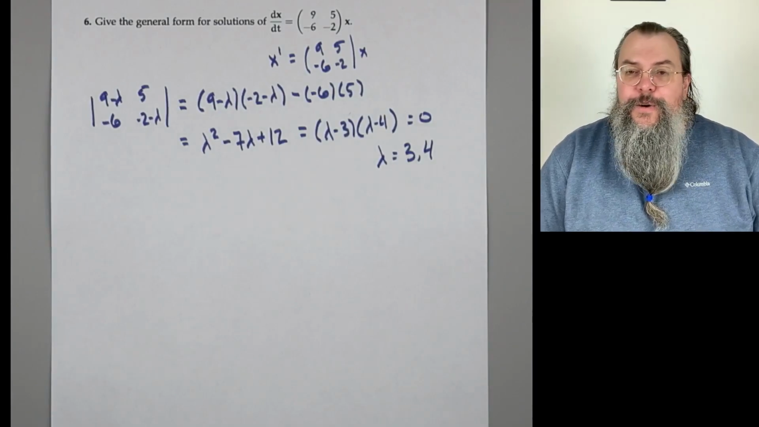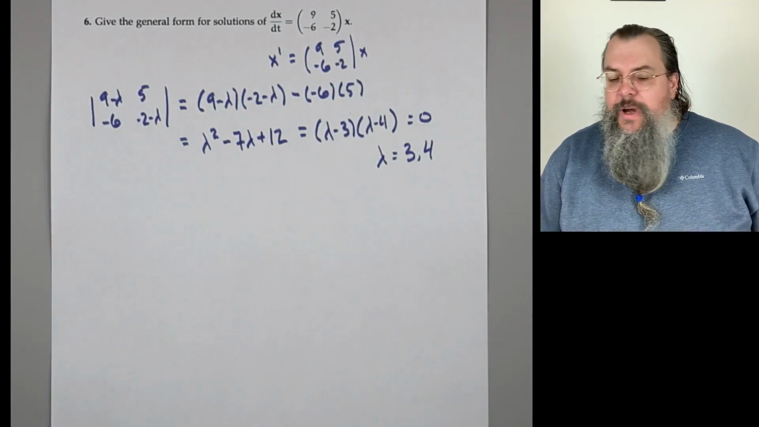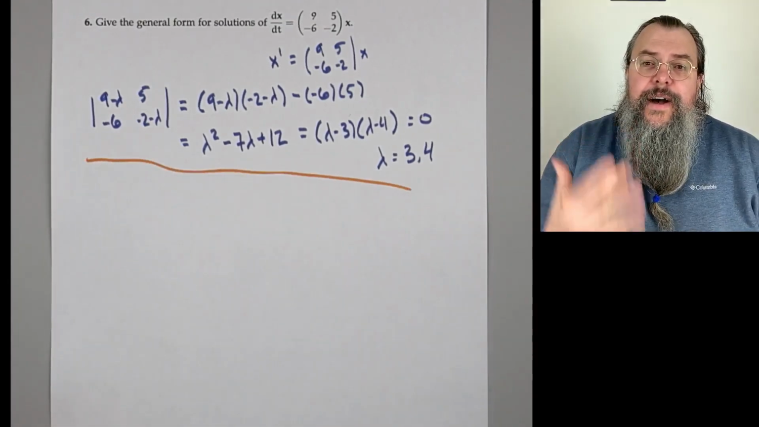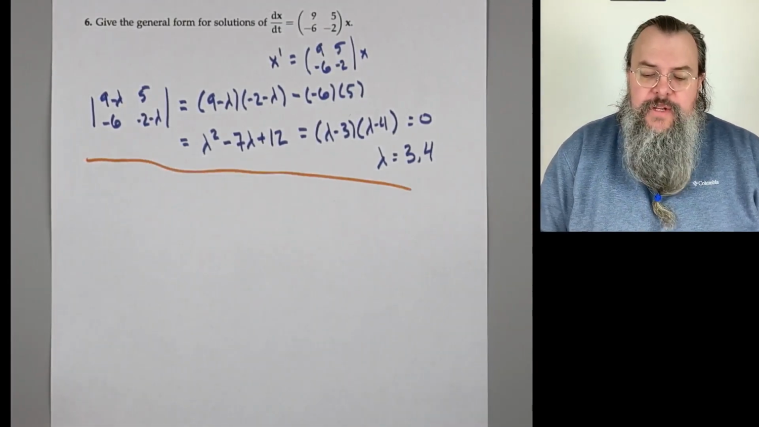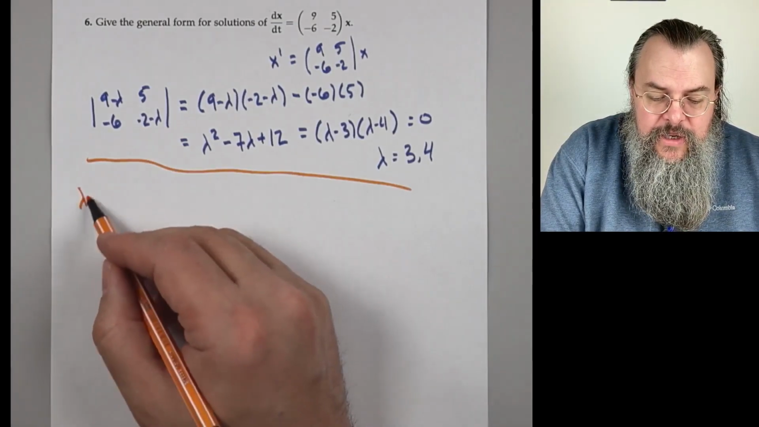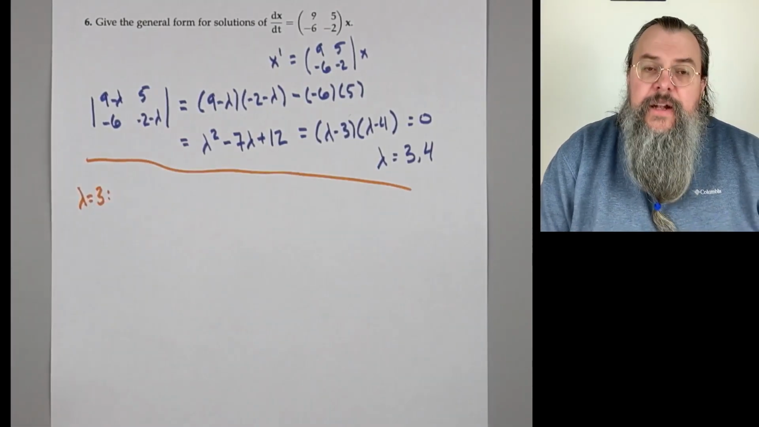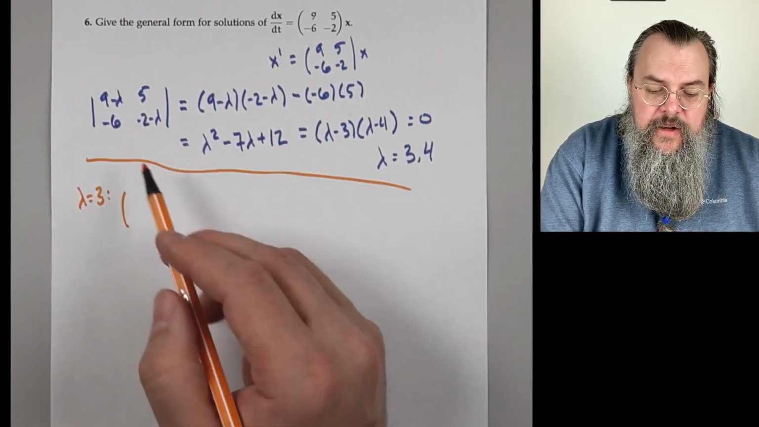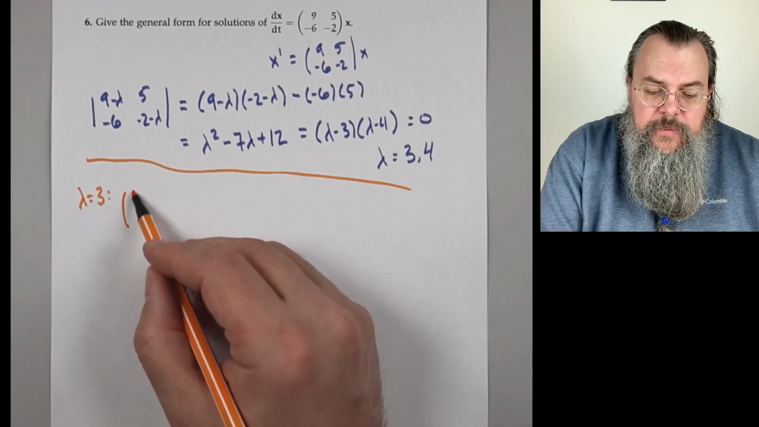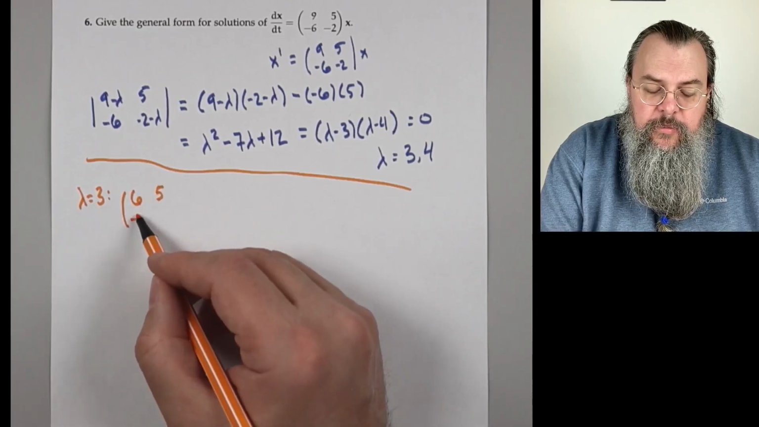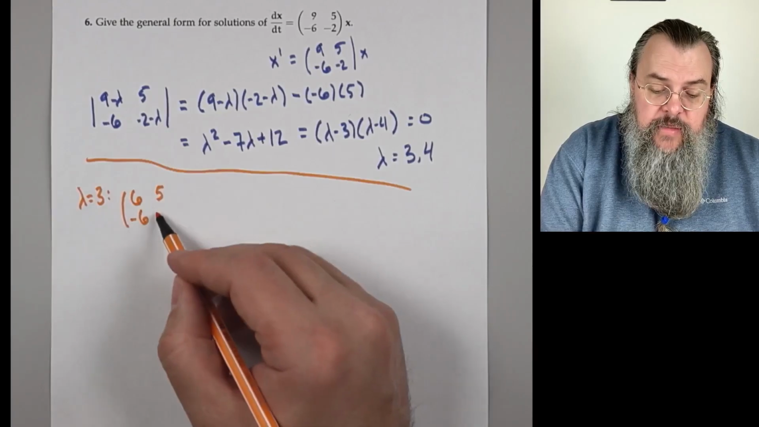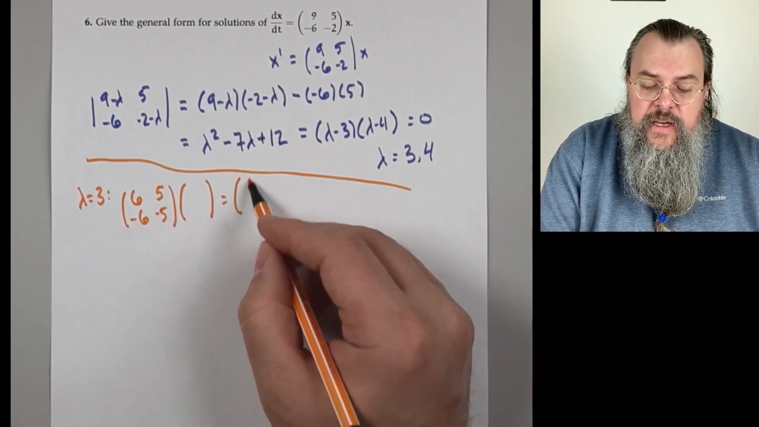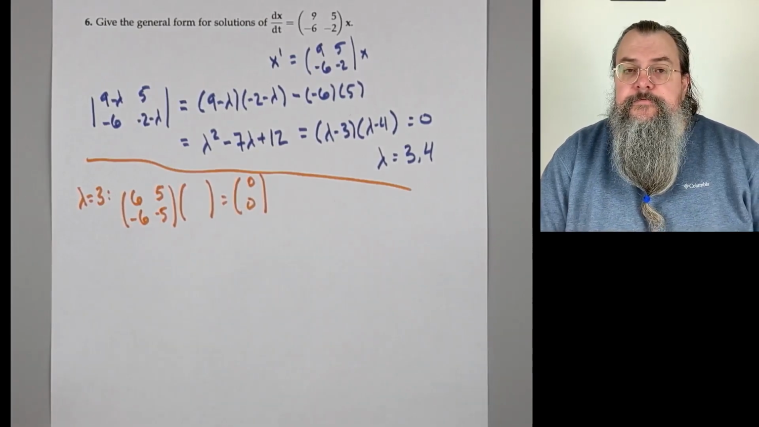Now, what do we do in that case? When we have distinct eigenvalues, what we do is eigenvectors. And we have to do the eigenvector separately. So let's start with lambda equals 3. Now for that, we'll subtract 3. So we have 9 minus 3 becomes 6, 5, minus 6, and minus 2 minus 3 is minus 5. And we want to find something that multiplies that and gives us 0, 0.